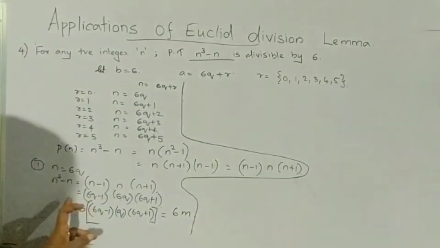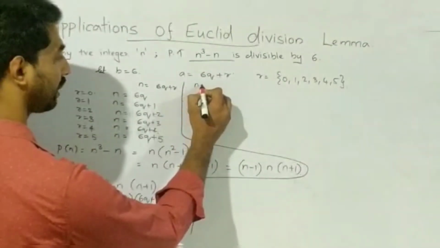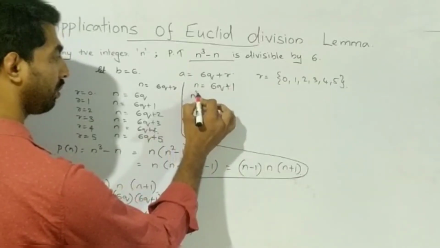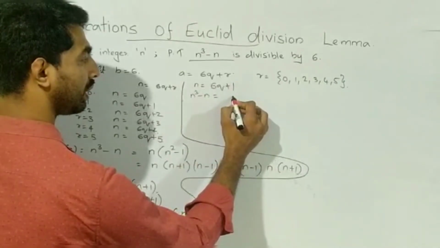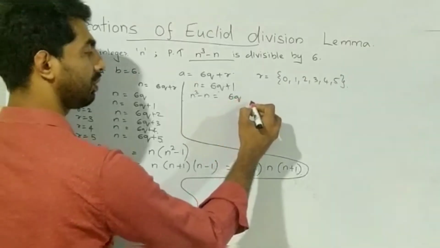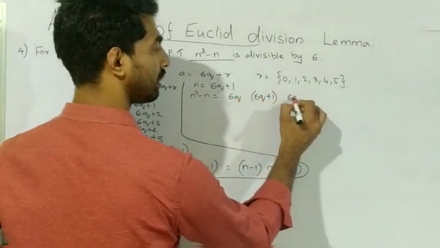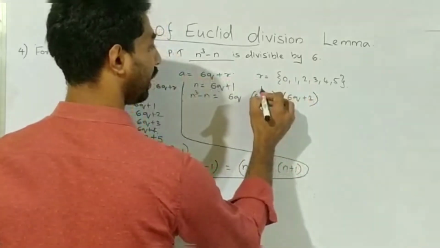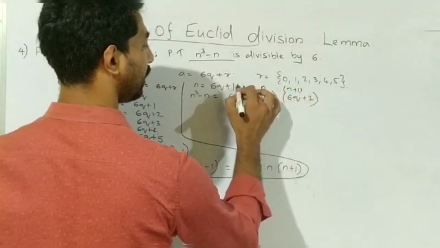Next, n is equal to 6q is already done. So next is n equal to 6q plus 1. So we know that n cube minus n is n minus 1 into n into n plus 1. Here n minus 1 is 6q plus 1 minus 1, which is 6q, then 6q plus 1, and 6q plus 2, where the factors are n minus 1, n, n plus 1.